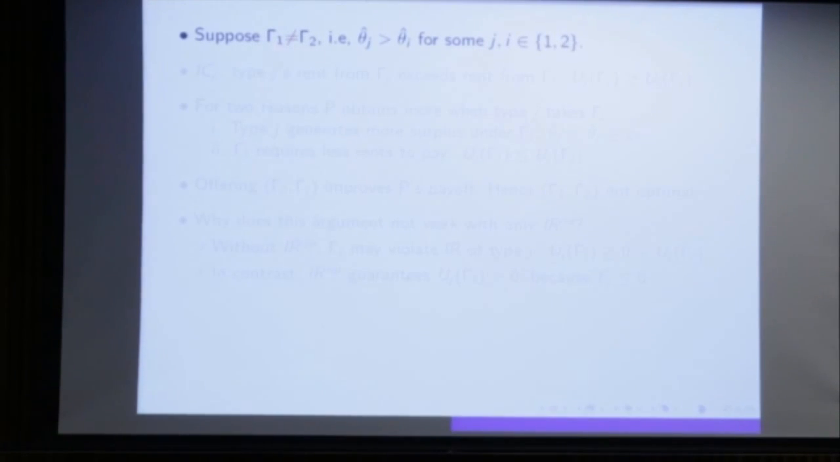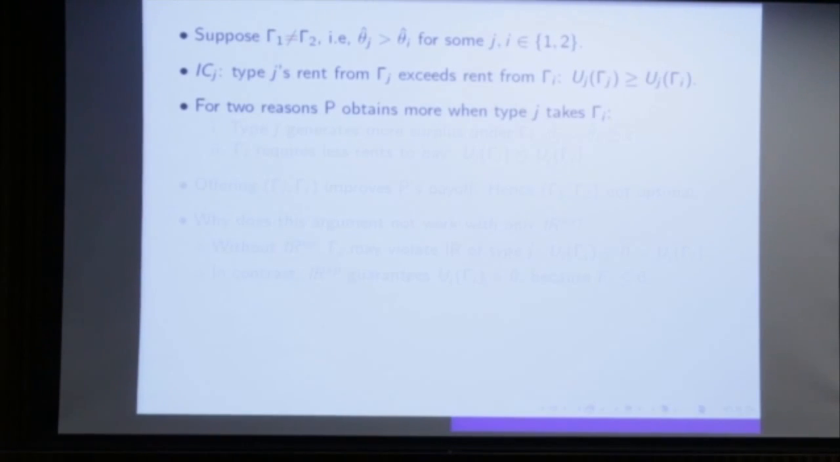So the gammas, the option contracts, are different. That means that these cutoffs are different. Suppose that J is the one with the higher one. Now, because of incentive compatibility, J takes his contract, so the contract for J gives him at least as much utility as contract I. Already here, there are 2 reasons why this contract combination cannot be optimal.